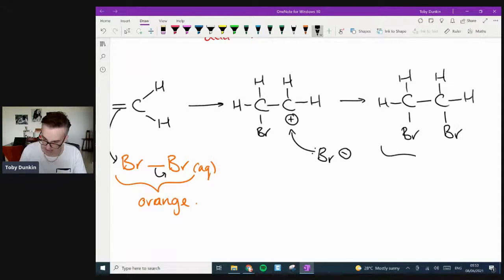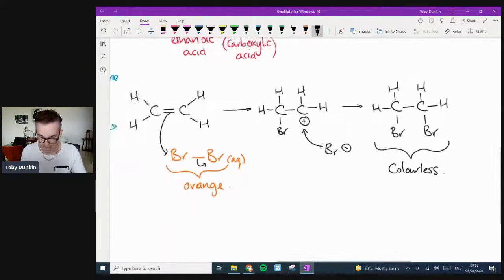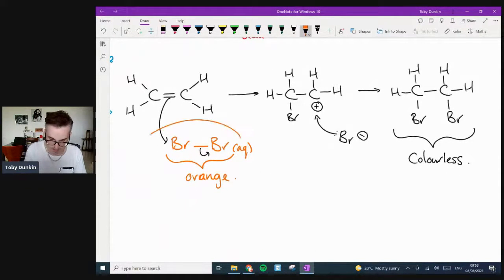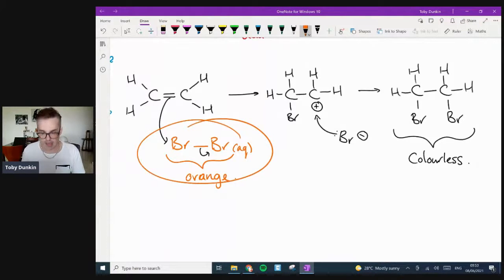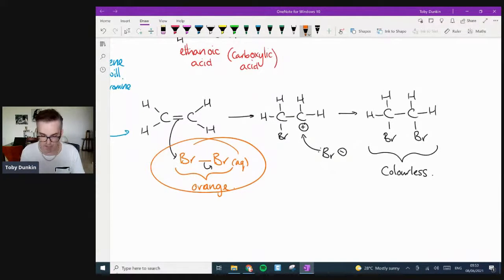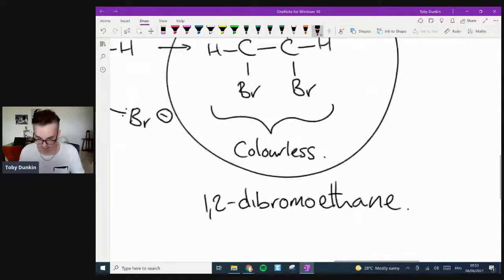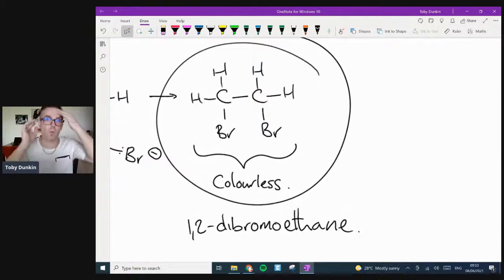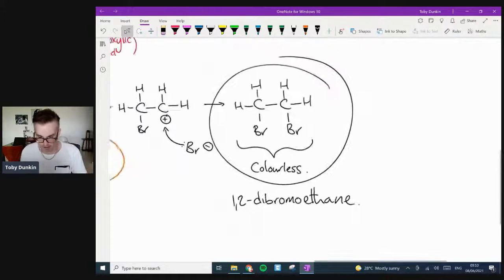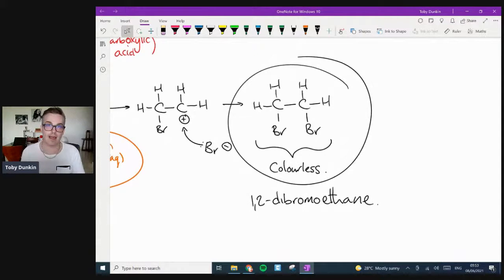And this compound here is colorless. And we have destroyed the orange bromine. The orange bromine was there, and now it's been destroyed, and it's produced a colorless compound at the end. By the way, to name this is 1,2-dibromoethane, di means two in chemistry, no longer an ene. It's now become an ane. I'm not expecting you guys to know this yet, but you will by the end of this topic. You'll be able to do that at the end of this series.